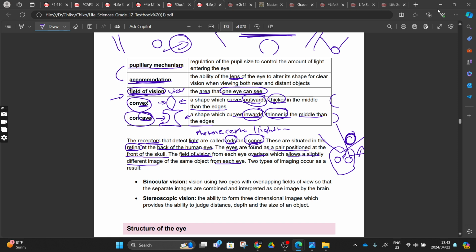I told you, you close your left eye. Let's do an experiment here. You close your left eye, you're going to see up until here, right? You open your left eye, you close your right eye, you are going to see up until here.